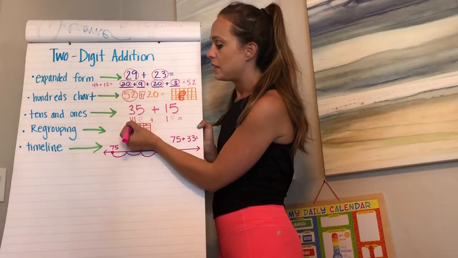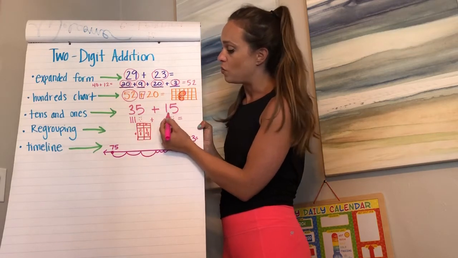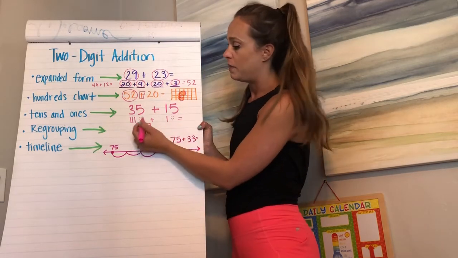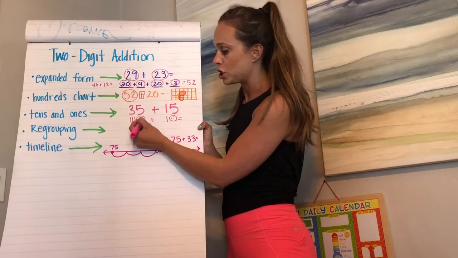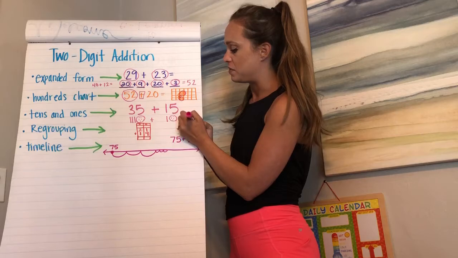So what this looks like is 35. I drew 3 10 rods, 5 ones cubes, plus 1 10 rod and 5 ones cubes for 15. Then what I'm going to do is add my ones first. So I have 5 and 5. 5 and 5 gives me 10.